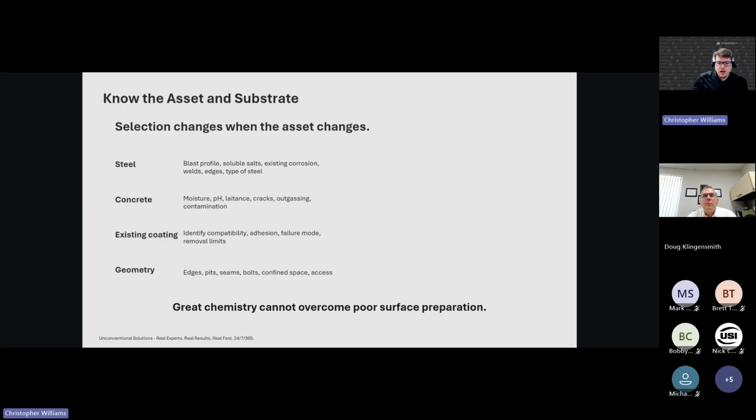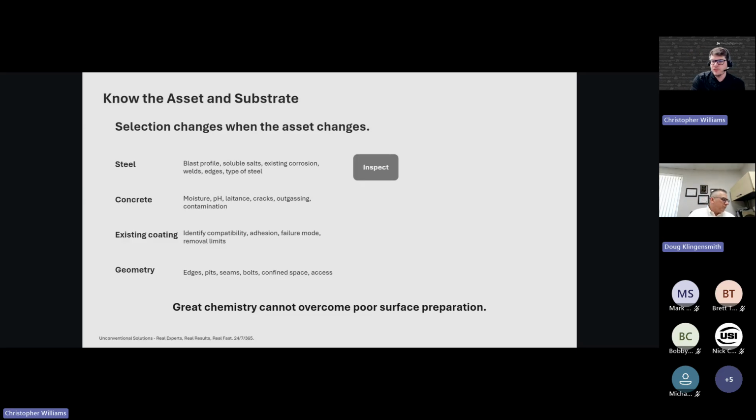And I have on here, and I swear I stole this from somewhere. I'm not exactly where I took it from. I can't find it. But great chemistry can't overcome poor surface preparation. It's really important when we get into the coating side of things that we're looking at our TDSs, we're following those surface prep, and we're following every single step that's outlined in there.